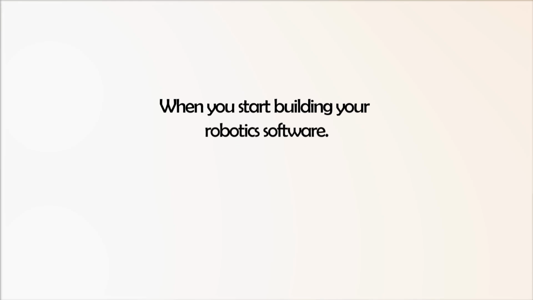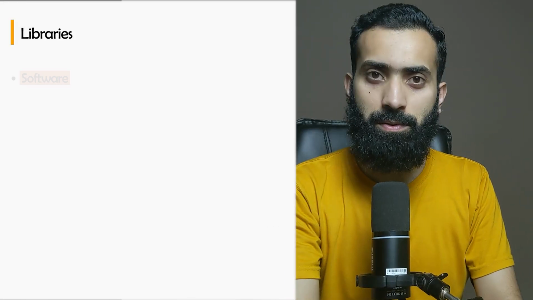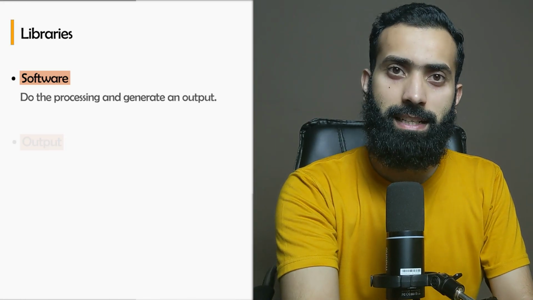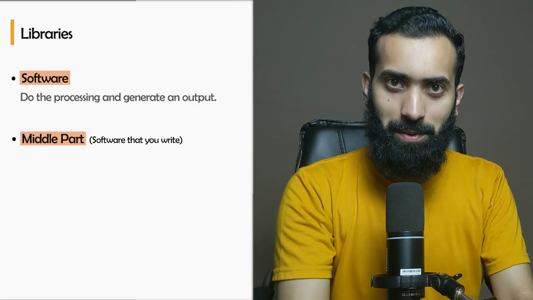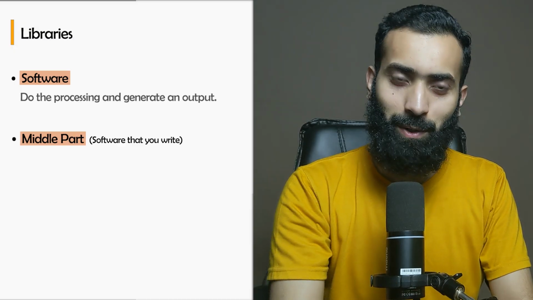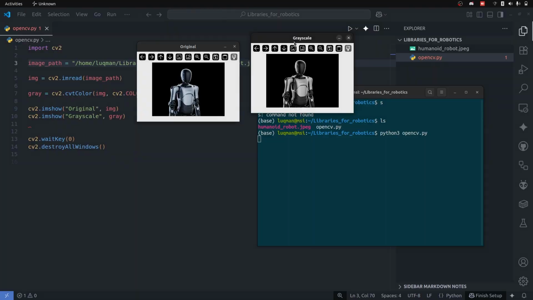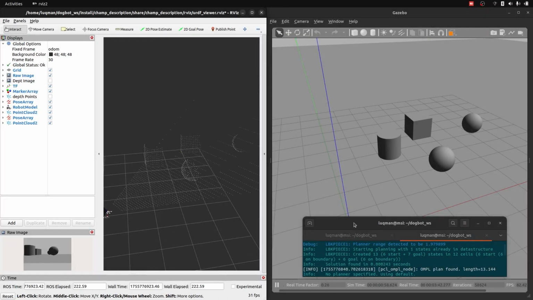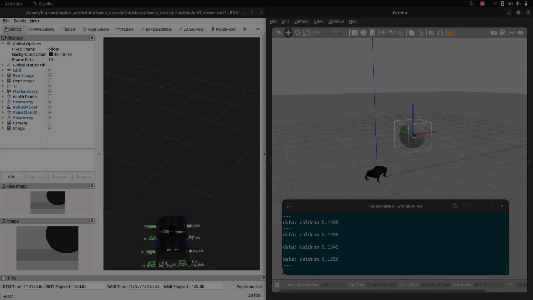When you start building your robotics software, you find out the input to your software is mostly robotic sensor data. In software, you do the processing and generate, as an output, a control signal for your robot. Now, the middle part, the software that you write, you are responsible for it. And you find out that there are a lot of libraries involved in it. For computer vision, OpenCV, for path planning, OMPL, for understanding 3D environment, it's PCL, and AI, PyTorch.